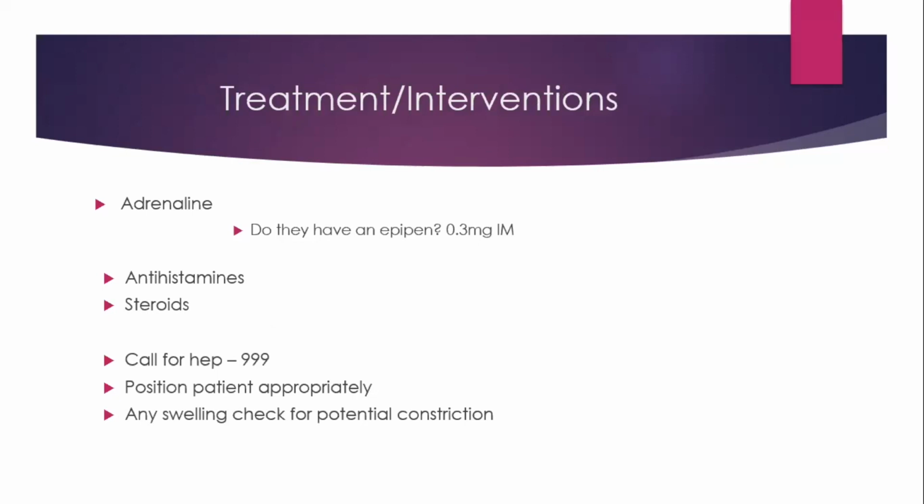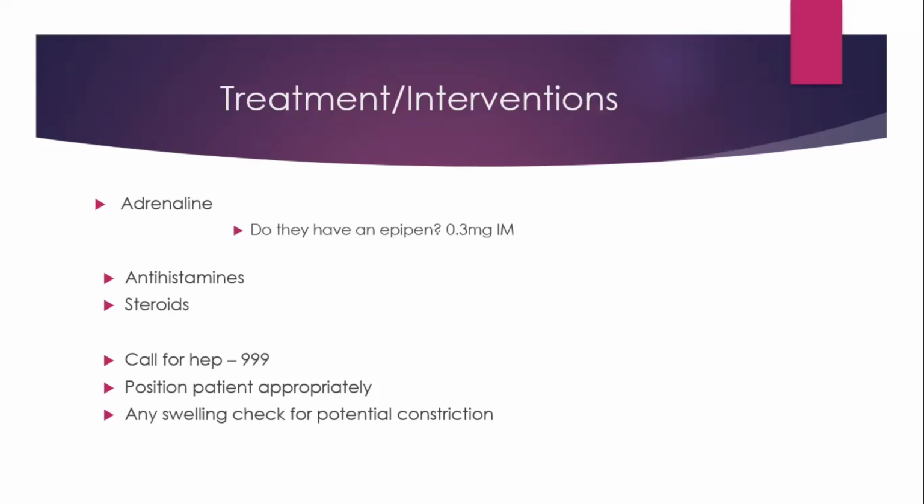Treatments, interventions, like adrenaline. These patients need adrenaline. They need intramuscular adrenaline. If they're known to have anaphylaxis, they may have an EpiPen with them. So if they have, get them to take it immediately. It's 0.3 milligrams IM. If this person has had a massive reaction, with their airway starting to swell, they may start to panic and may not be able to do it. You may have to do it for them.